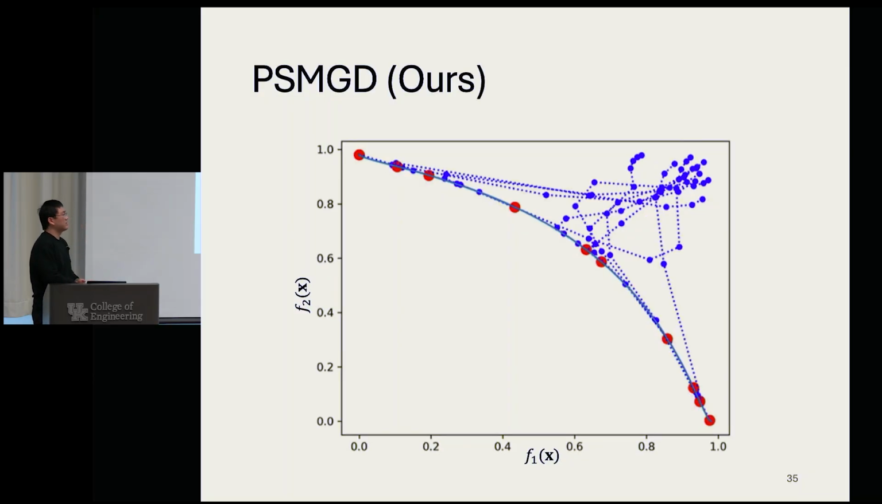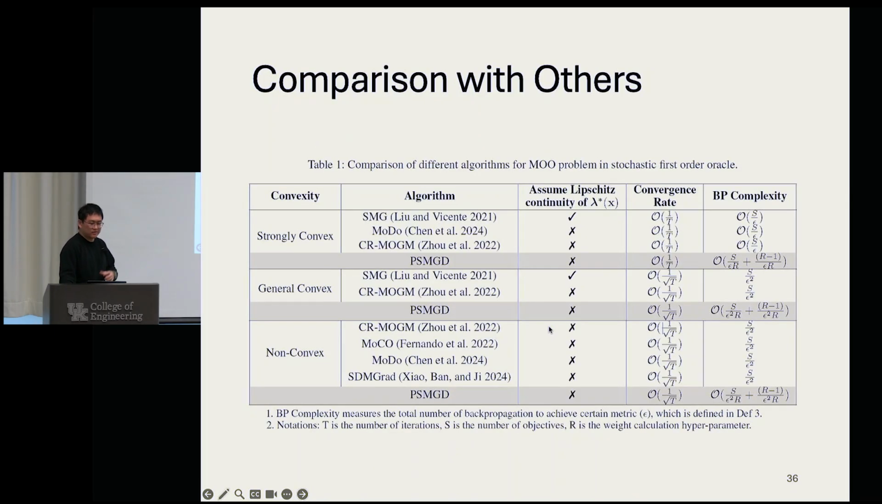Since we mix those properties, we only periodically calculate the best direction. You can see this is the trajectory of how our solution approaches the Pareto front, and it also introduces more diversity in the solution. Eventually the solutions are distributed over the whole range of the Pareto front. This curve denotes the Pareto front of this problem. We also give some theoretical guarantees: we prove the convergence speed for strongly convex, general convex, and non-convex problems.